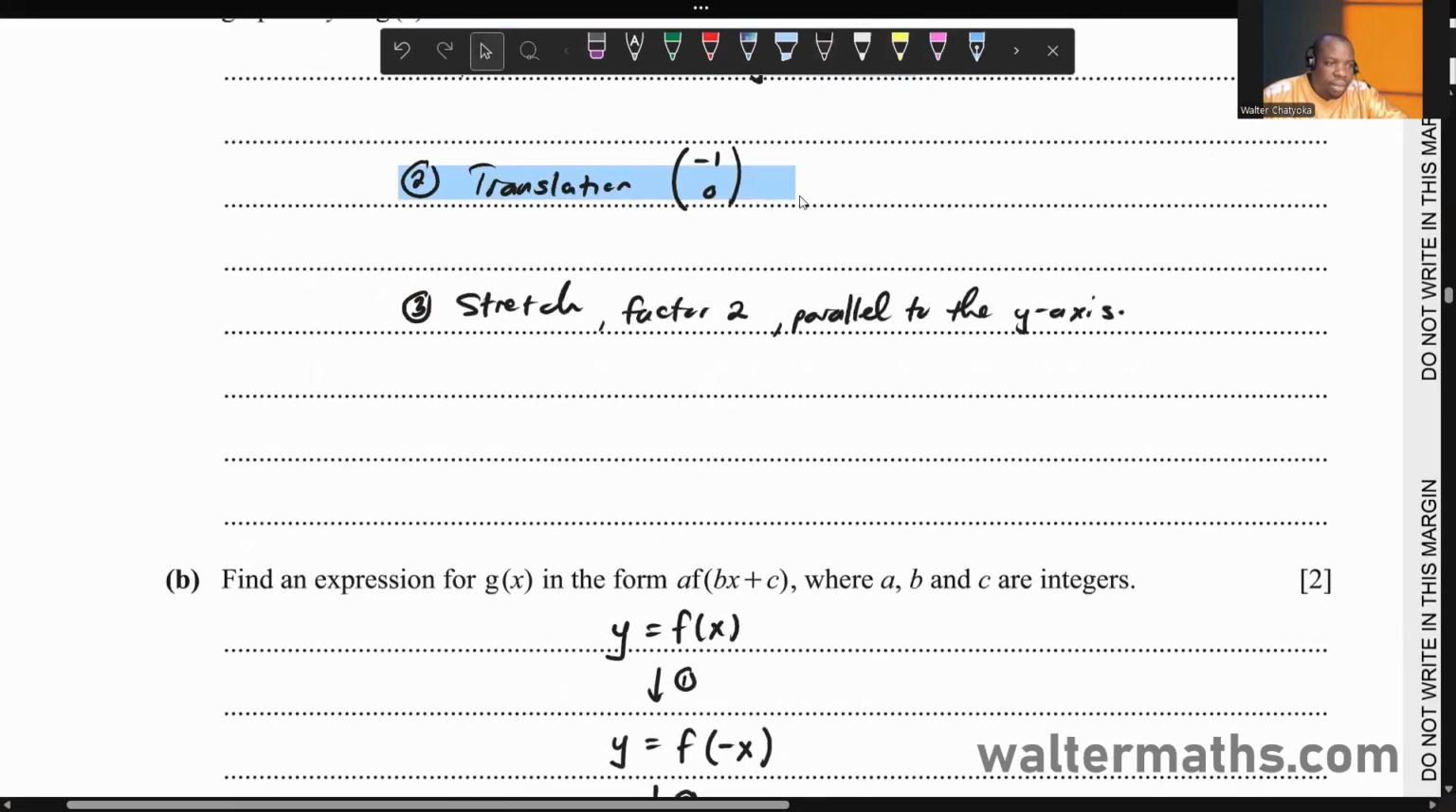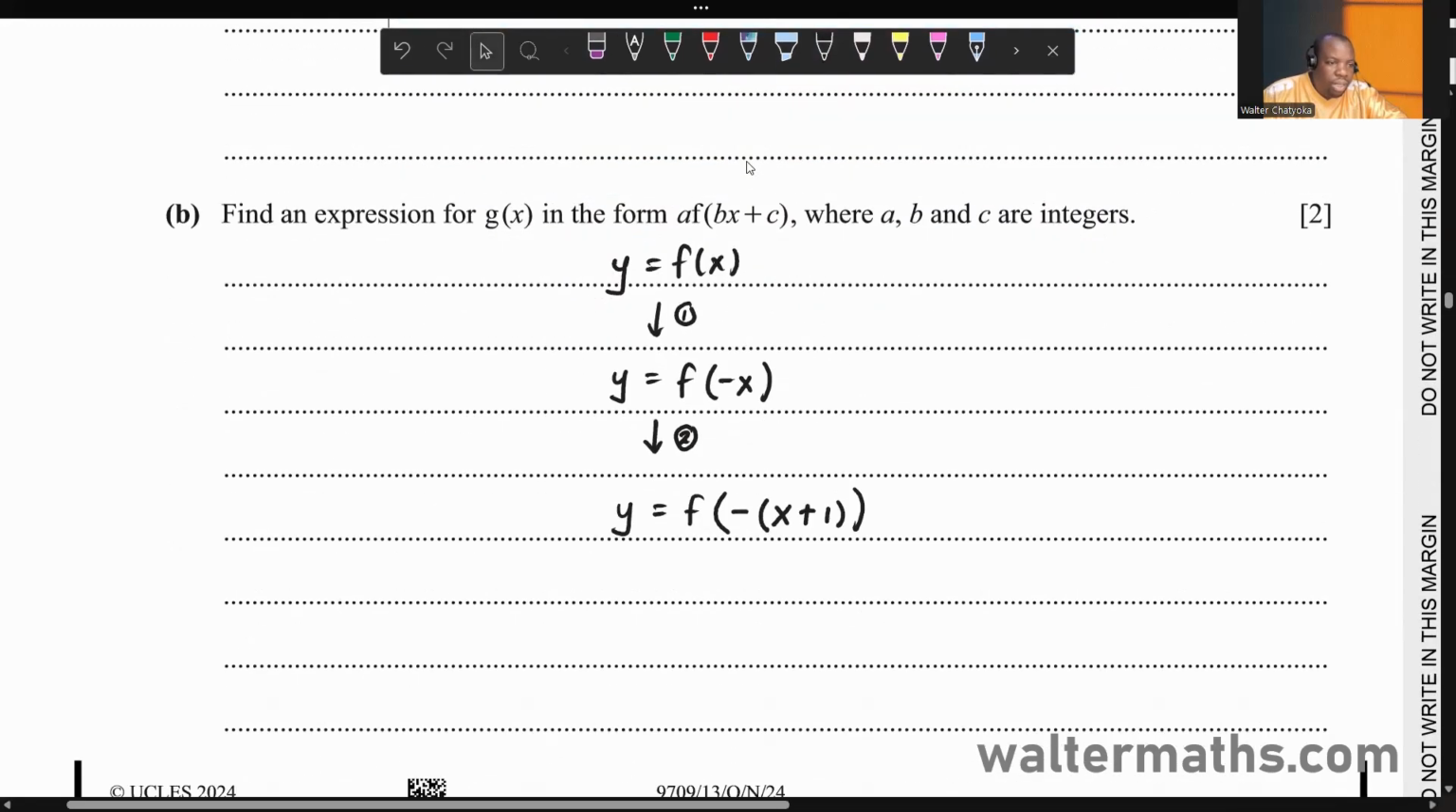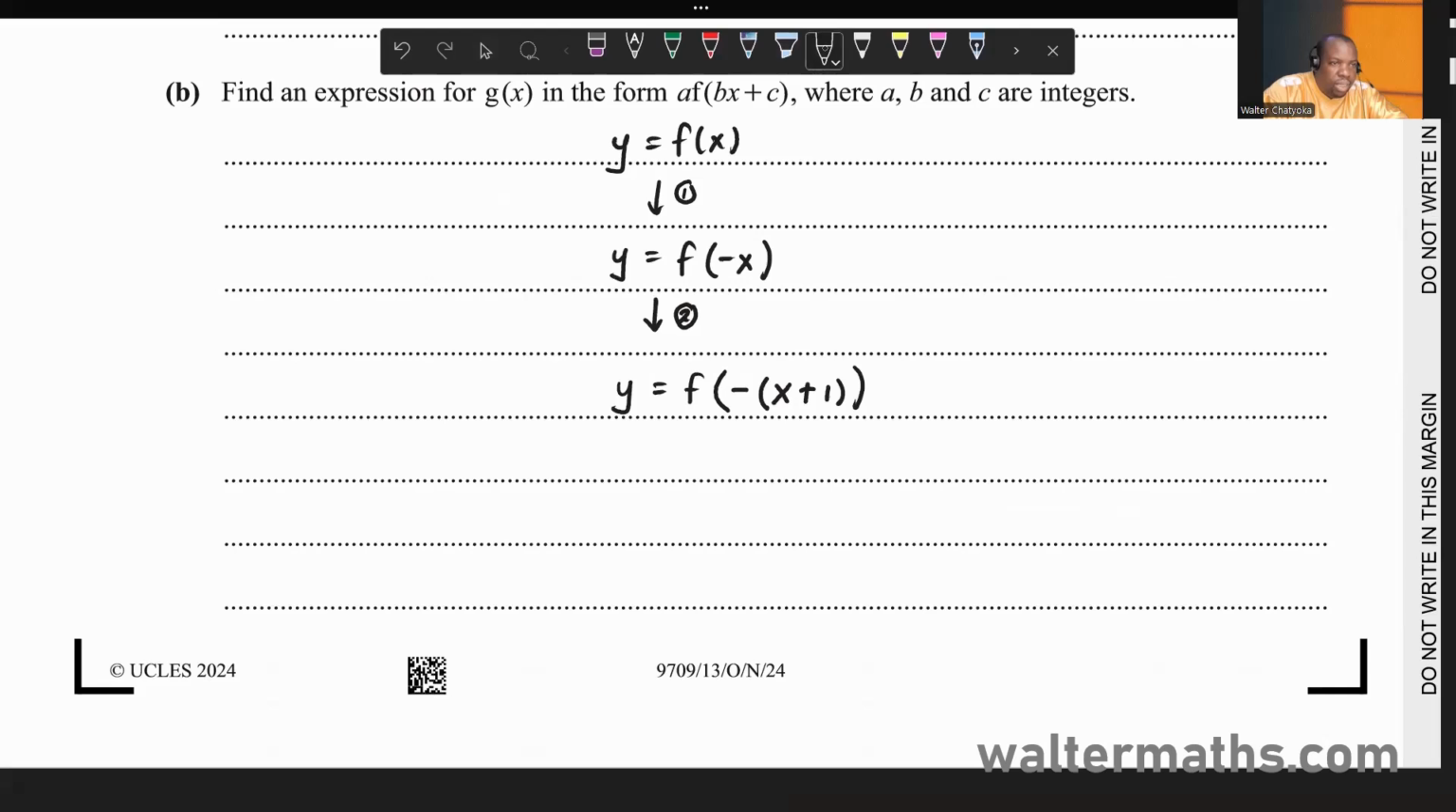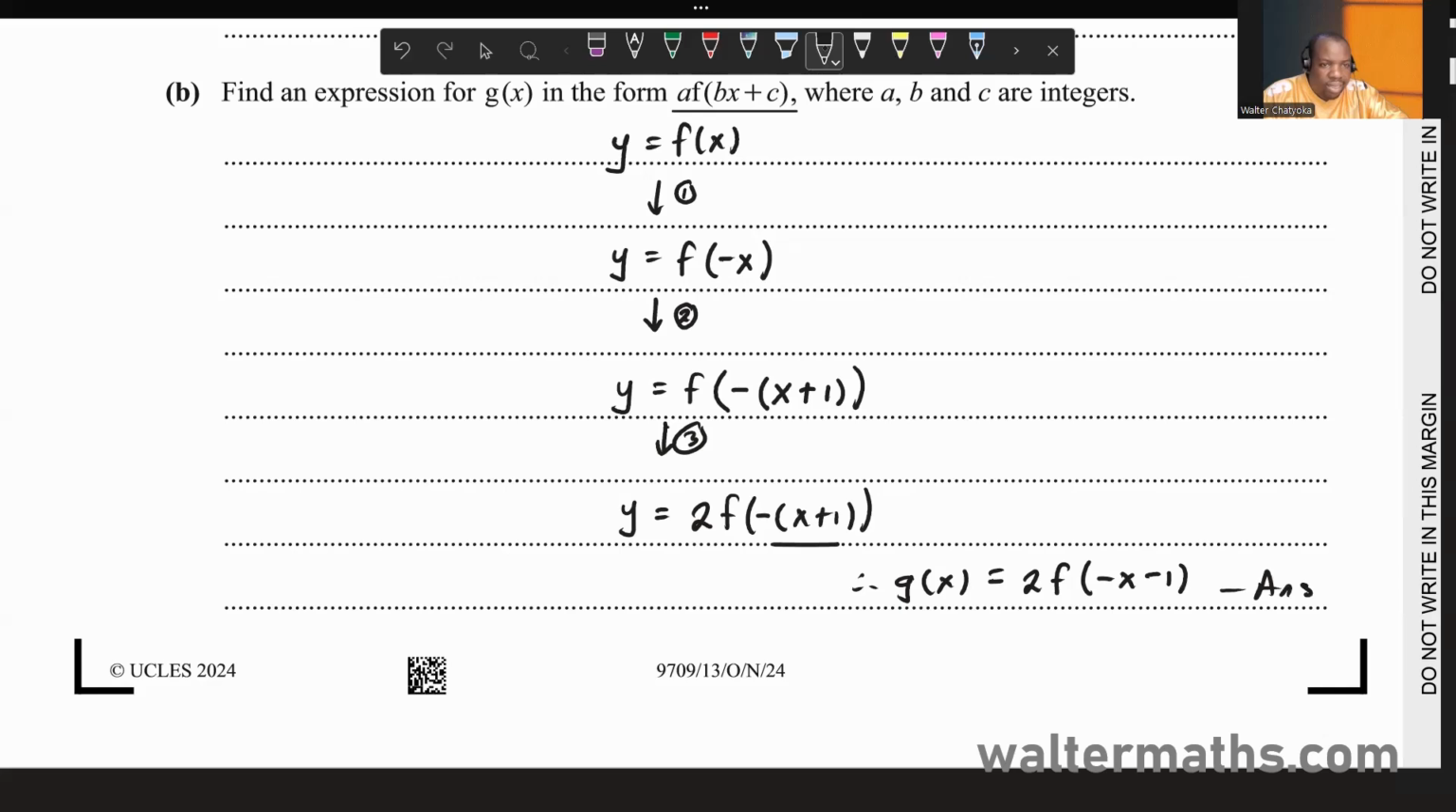Next, we have a stretch of vector 2 parallel to the y-axis. So this is transformation number 3. Since it's a stretch, it's a vector 2 stretch, 2 f of minus of x plus 1, like this. So that is what we are getting. So g of x equals, and to write it in the form a f of bx plus c, it will be 2 f of, and we can expand brackets here, so it's minus x minus 1. So this here is the answer. That's how we do it for this particular question.